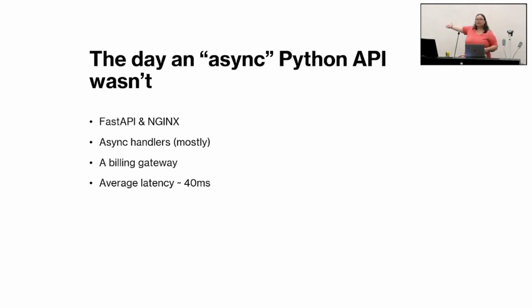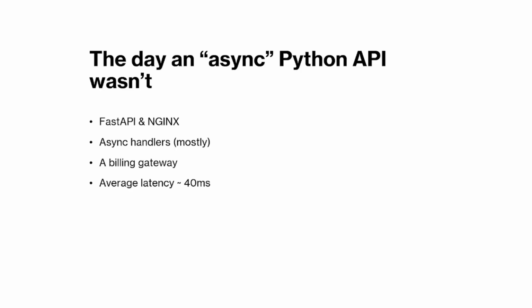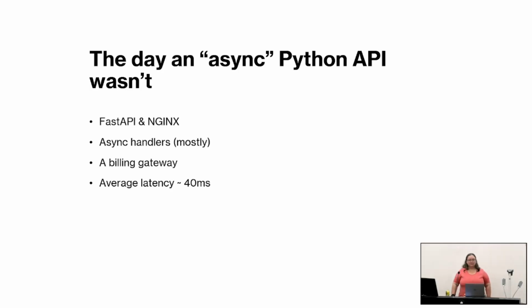But maybe you don't do Kubernetes. Maybe you're a developer. So here's a story of a different chaotic event. Your team runs a FastAPI service. It's got Nginx, and most endpoints use async handlers. Upstream is a billing gateway. The dashboard says the average latency is 40 milliseconds. Life is good.